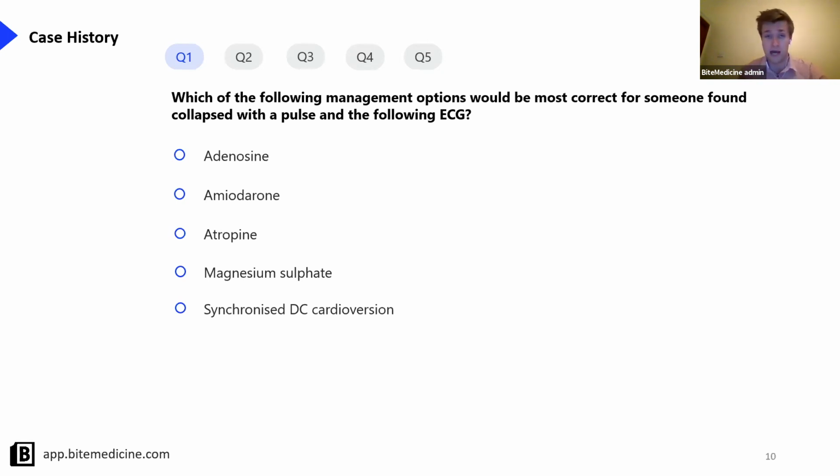Available. Yes, they're available on app.bitemedicine.com. You can download them right away.